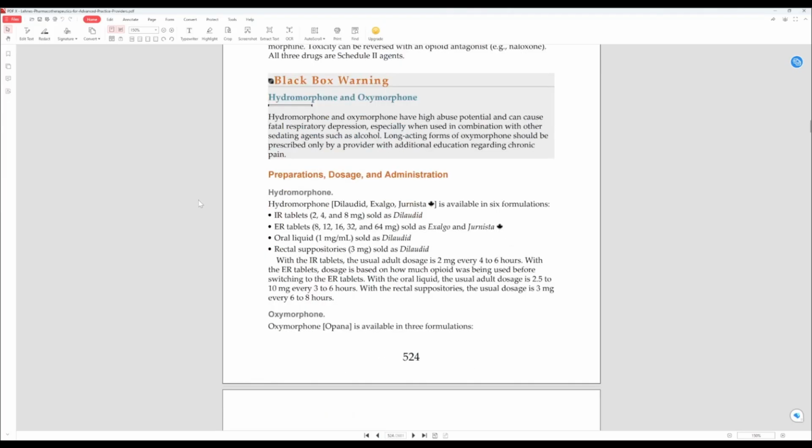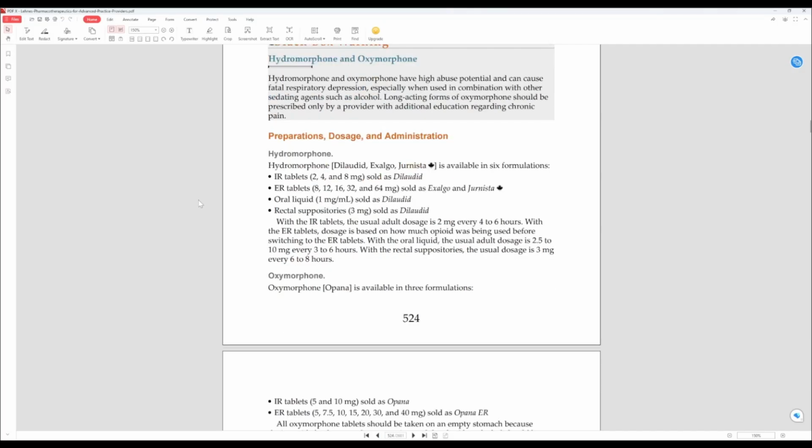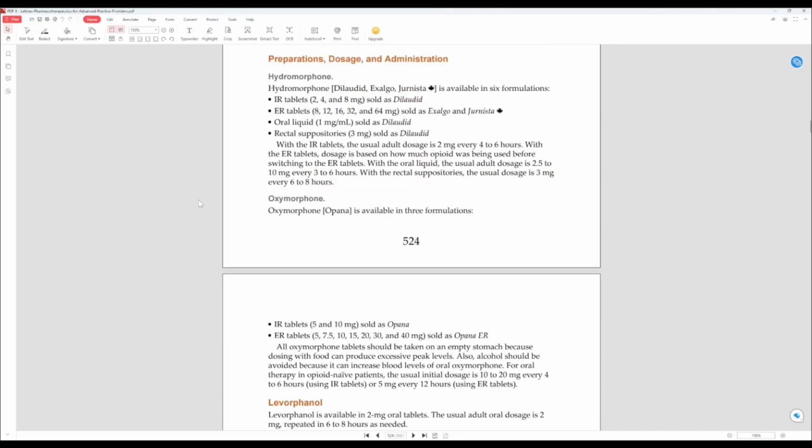So, the black box warning on hydromorphone and oxymorphone: both have high abuse potential and can cause fatal respiratory depression, especially when combined with other sedating agents, which include alcohol. Long-acting forms of oxymorphone should be prescribed only by a provider with additional education regarding chronic pain. So, let's talk about the preparation, dosage, and administration.